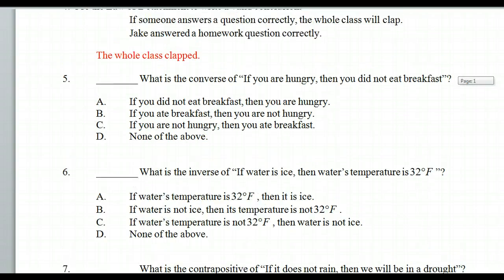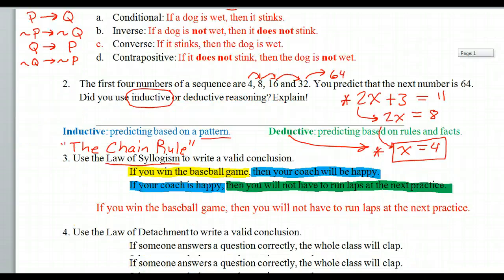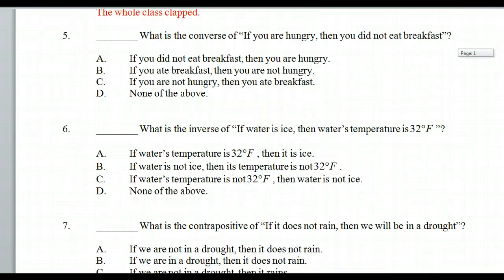Okay? So remember, in symbols, if the original statement is if P then Q, then the inverse is if not P then not Q, and the converse is if Q then P, and the contrapositive is if not Q then not P. So that's what we're working with.